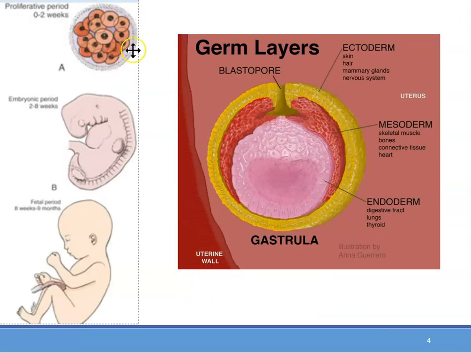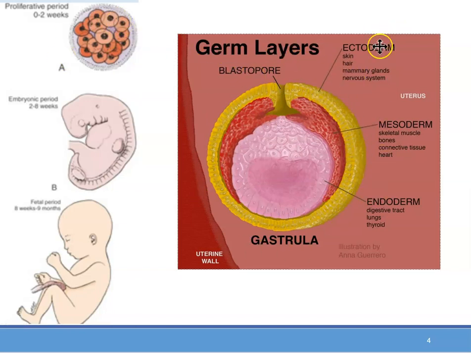So when you have this blast of cells, this blastocyst, this happens from 0 to 2 weeks, and is known as the proliferative period. It then becomes an embryo. So this blastocyst, what we call it, becomes an embryo. Now before that, let's look at this blastocyst. When we look at this blastocyst, there are 3 layers, what we call germ layers.